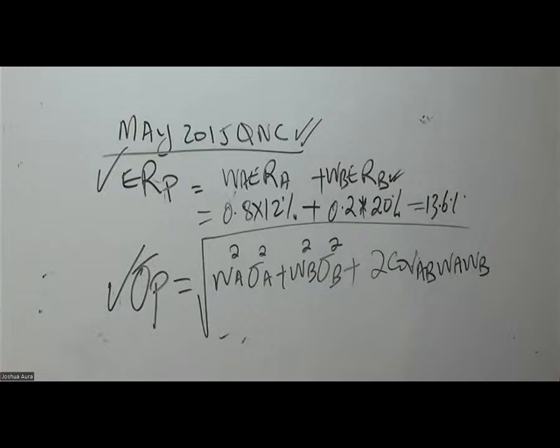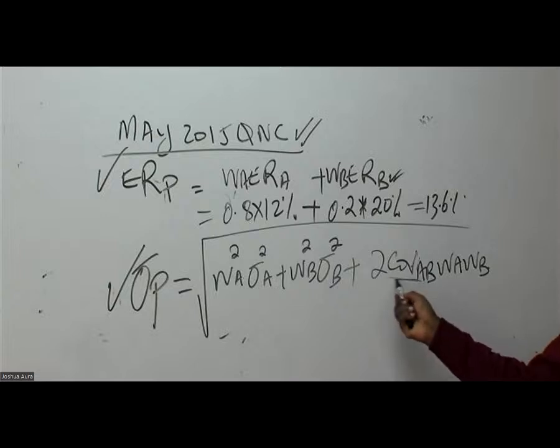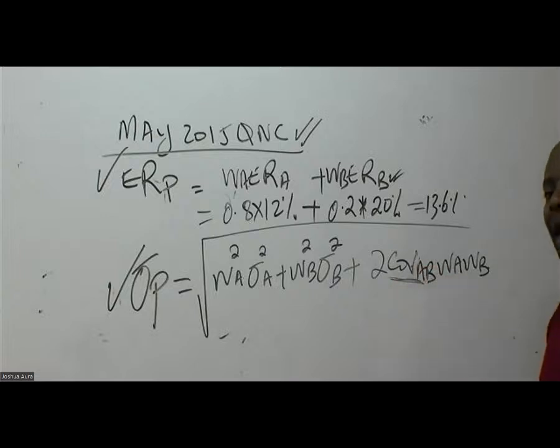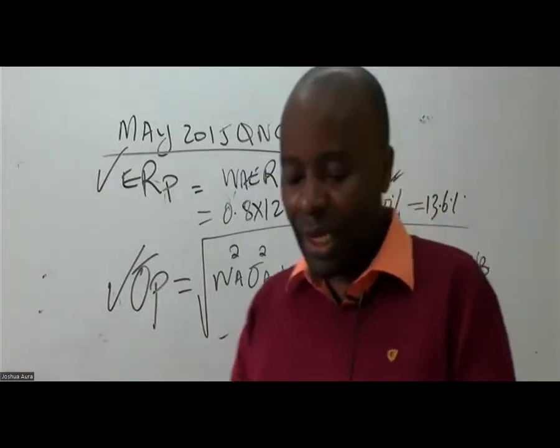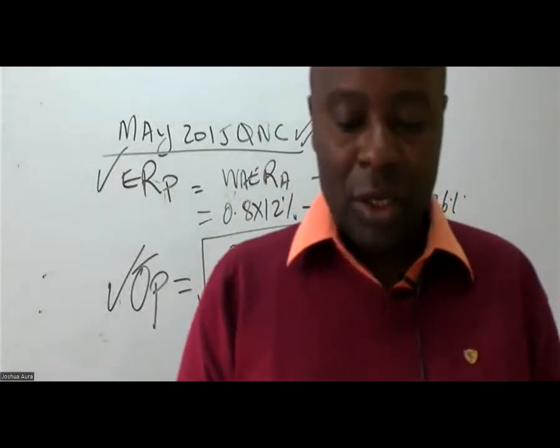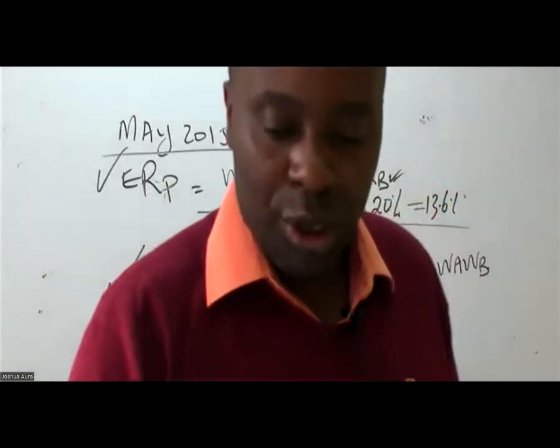Yes. But you realize that the examiner has not given us covariance. When the examiner doesn't give us covariance, when the examiner gives us correlation, what are we supposed to do? Two things.